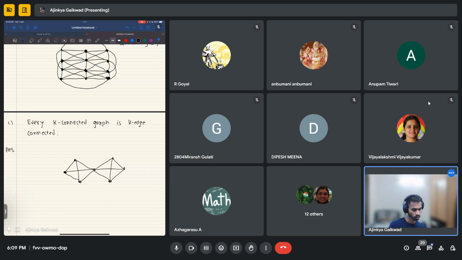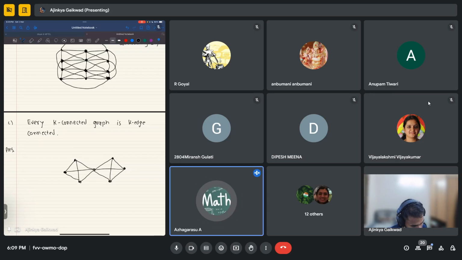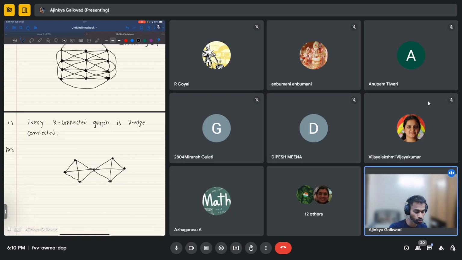Okay, so for what K are you saying this is a counter example? It's one connected, and its edge connectivity is at least three. No, I'm not talking about edge connectivity. The statement is saying that every K connected graph is K edge connected. So I'm talking about K edge connected. So is this graph one edge connected? Then this will be a counter example.